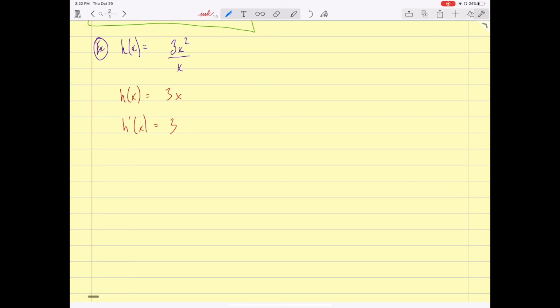Okay, so let's call this u, and this is v. And what I'm telling you right now, again, is to not use the quotient rule on something like this. So let's start here. H prime of x would be u prime, so we take the derivative of the numerator, so 6x. We multiply by v. Subtract v prime, which is 1, and multiply by u, which is 3x squared. And then we square the denominator. Then we simplify.